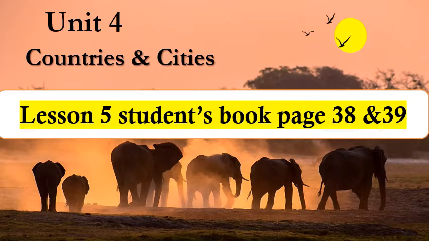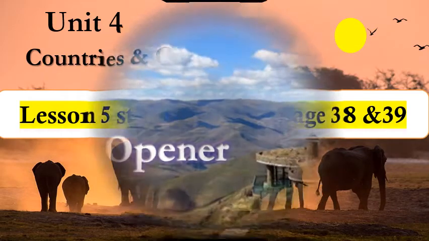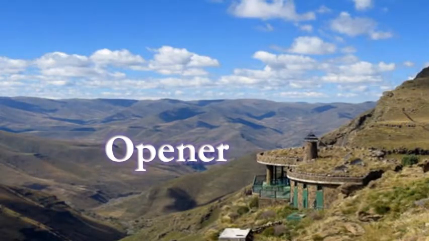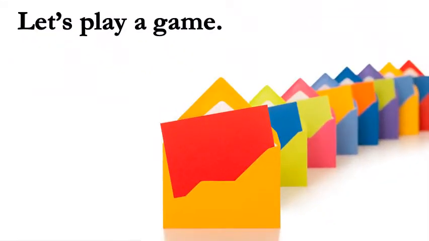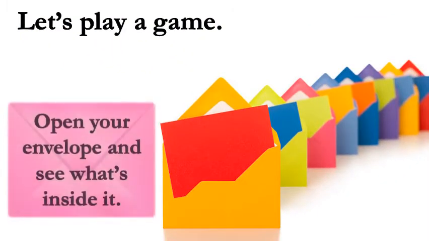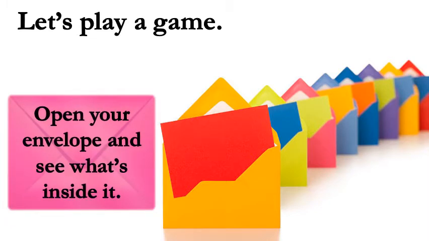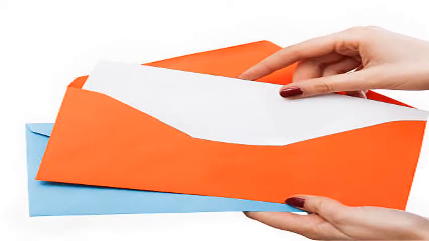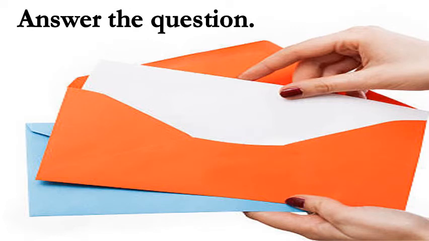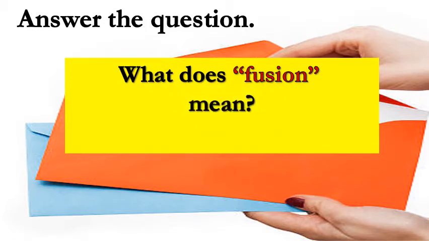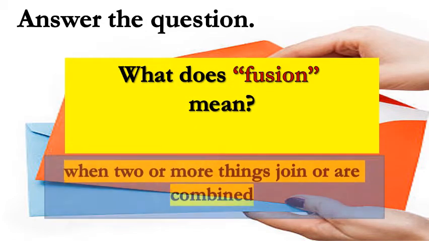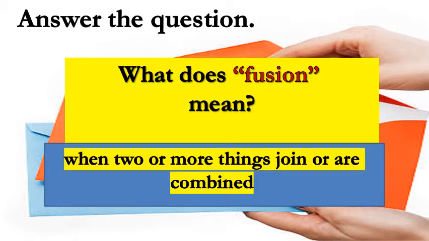Unit 4, Grade 9, Lesson 5, Students Book, page 38 and 39. Opener. Let's play a game. Open your envelope and see what's inside it. Answer the question, what does fusion mean? When two or more things join or are combined.